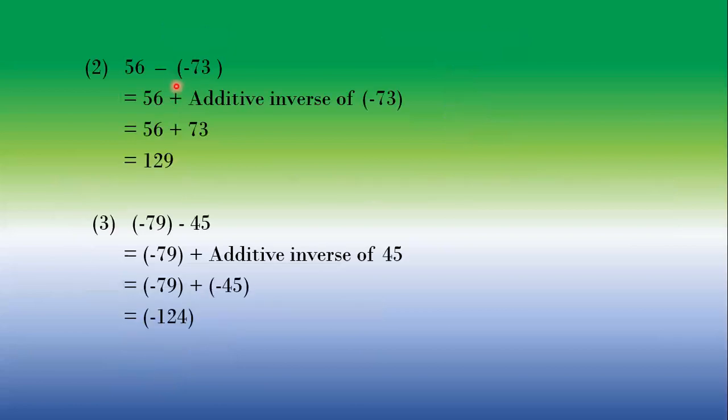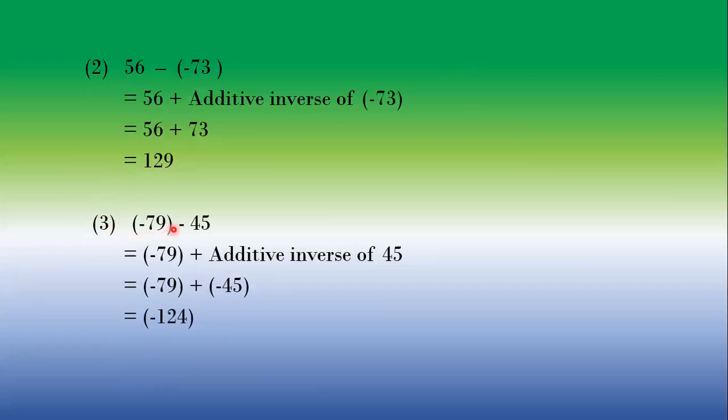Okay, next example, 56 minus minus 73. Same numbers I have taken but the signs are different. This also will change into 56 plus the additive inverse of minus 73. And the additive inverse of minus 73 is 73. 56 plus 73 is equal to 129.